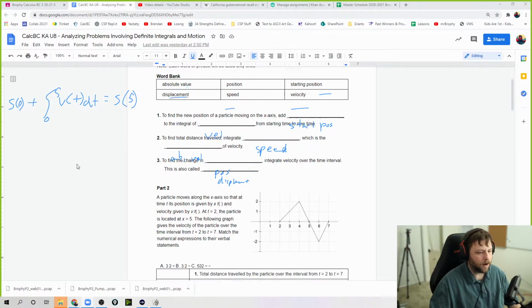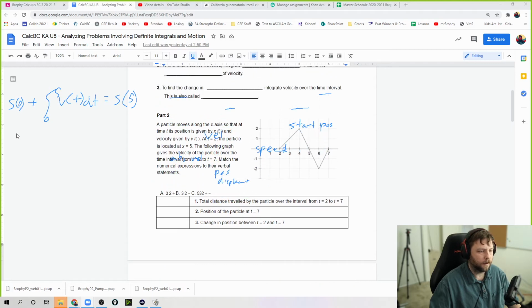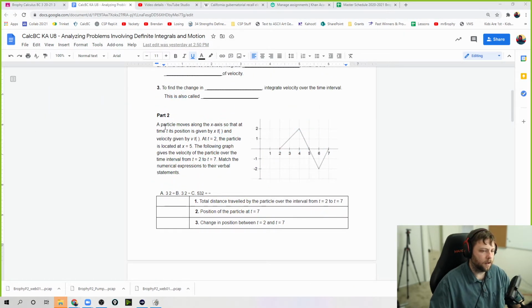Let's look at one of these problems below. We do this part 2 activity. So a particle moves along this axis. Now, this did not copy correctly. So a particle moves on the x-axis so that at time t its position is given by x(t). Ignore the formatting, it's weird, but that's fine.